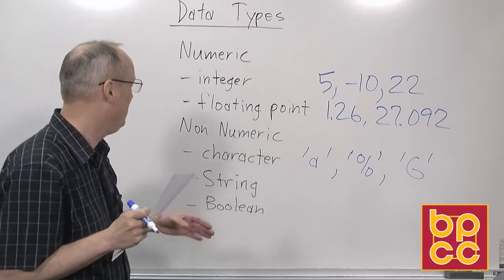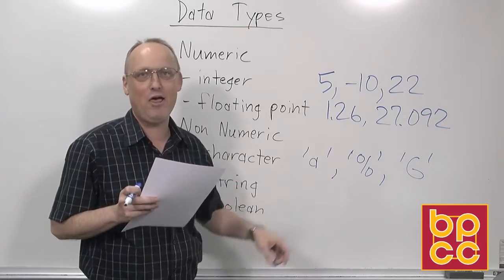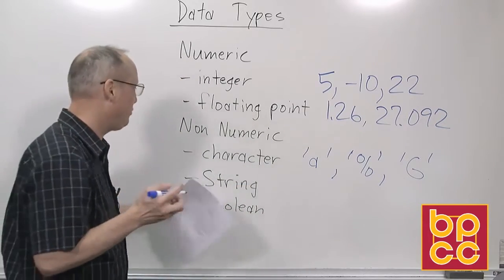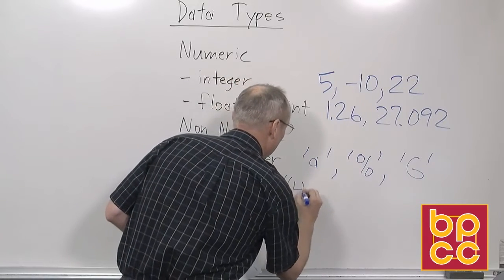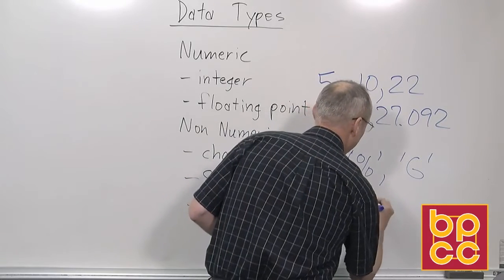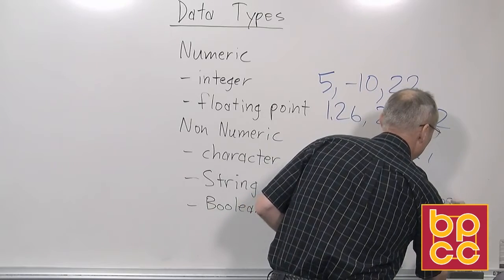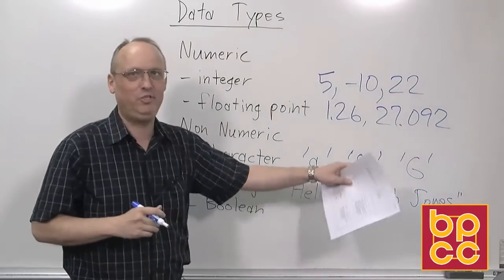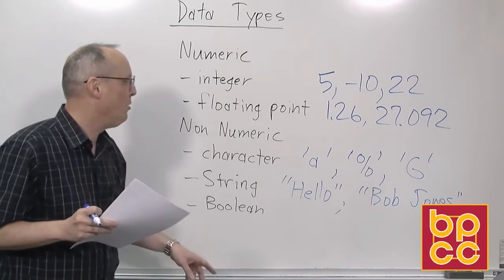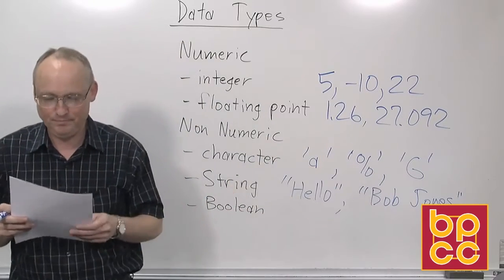A string is going to be a series of characters put together to make some sort of word, phrase, or sentence. So a string would be something like hello. Or it could be a person's name, like, for instance, Bob Jones. A string is called a string because it's multiple characters strung together to make up a single variable.